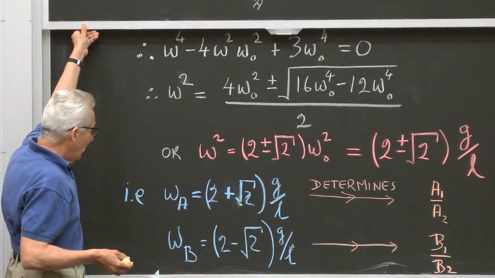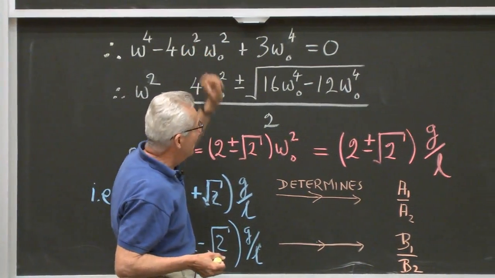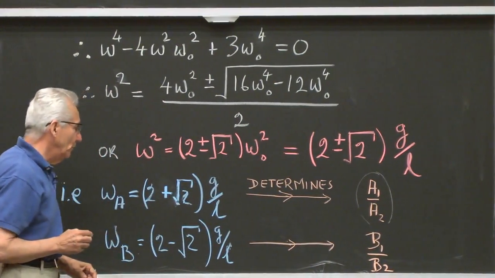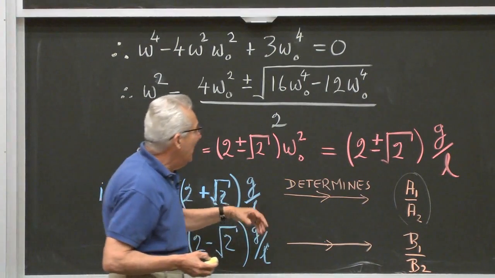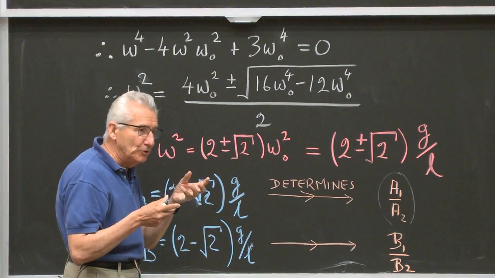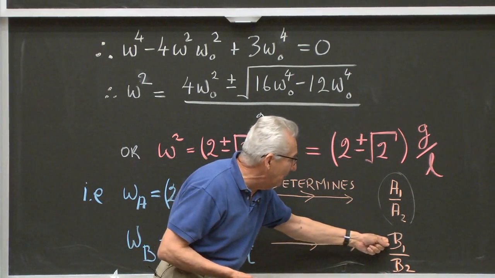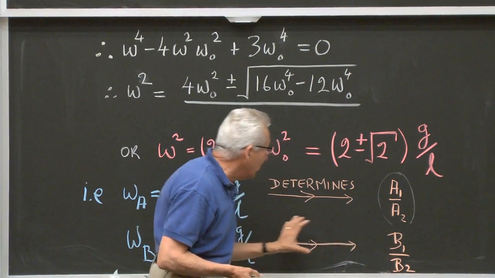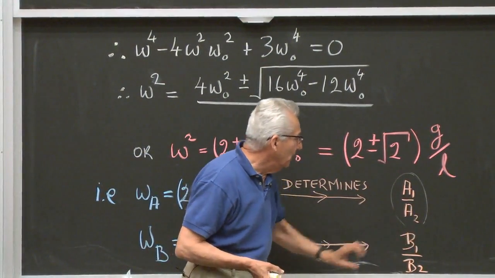Back to here, we found one of the normal mode frequencies. Using the equation above, it determines the value of A1 to A2. Taking the other normal mode frequency determines the ratio of those two, but not the overall amplitude. Not to confuse the two, I will call this B1 and B2. This is the amplitude of the first mass, and this is of the other one. The ratio is fixed, determined by the value of omega B, but the overall amplitude is not.